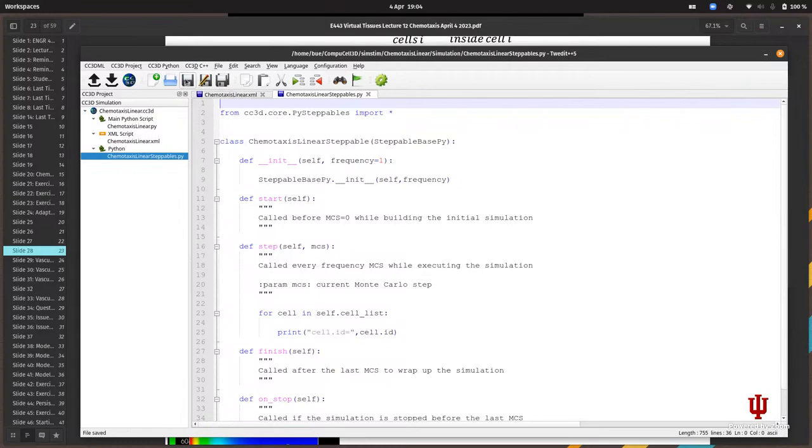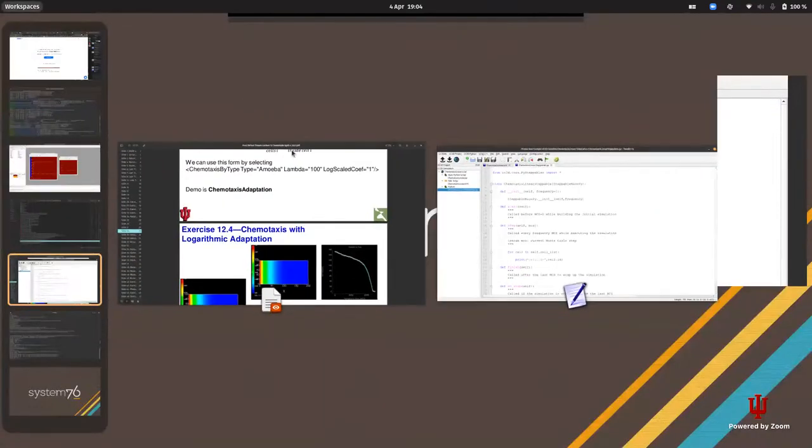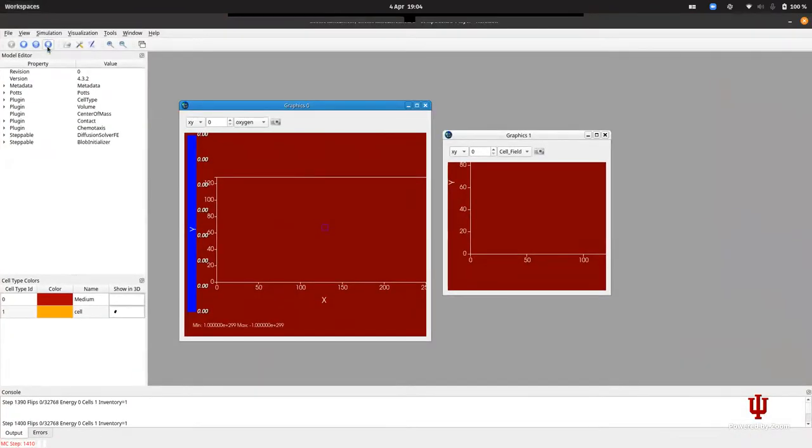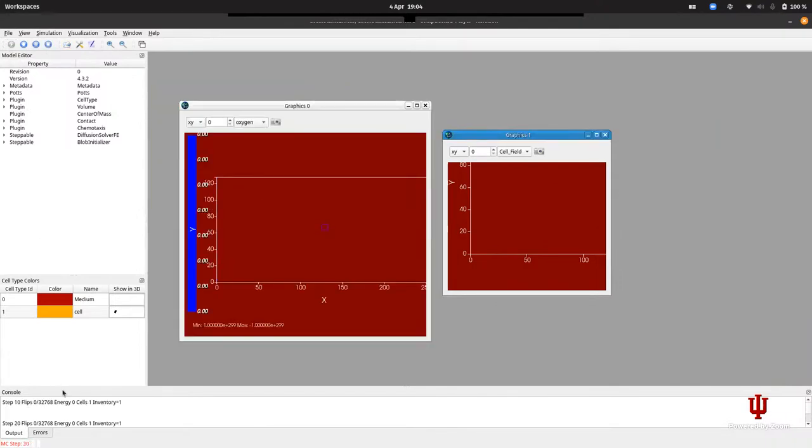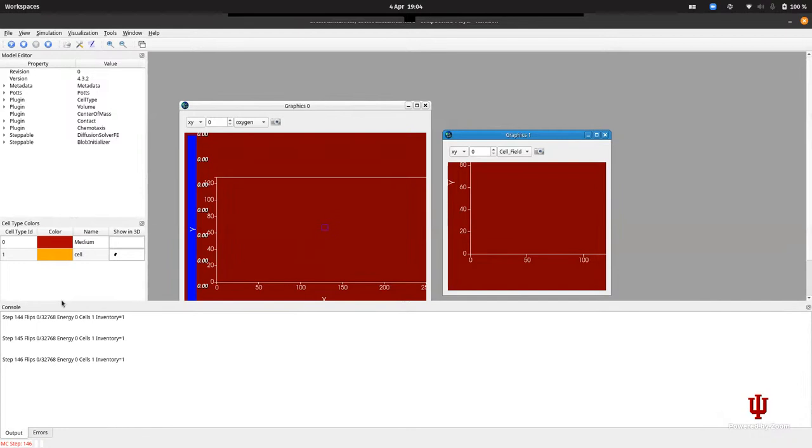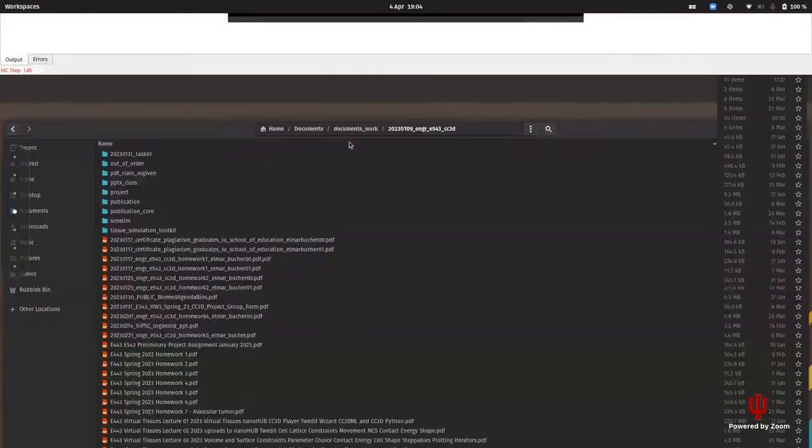Let's see. Say okay, and then here we are. Why don't you just do a single step? Stop and just hit step. This one, right? Now, so something is wrong with your XML. Let's do an initial condition of 100 and see what happens. Just make it 10, right? 10, yeah.